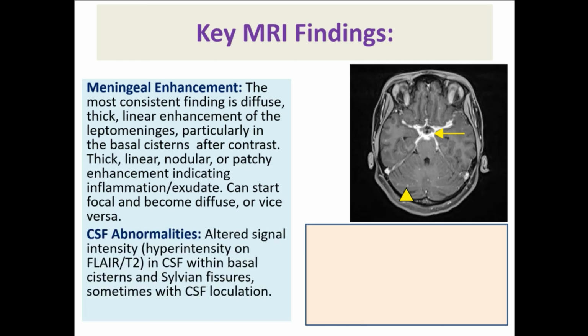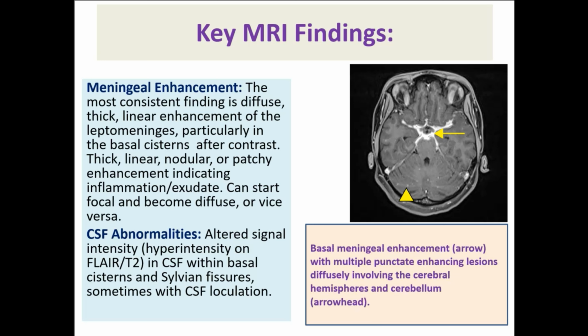CSF abnormalities: altered signal intensity, hyperintensity on FLAIR and T2 in CSF within basal cisterns and sylvian fissures, sometimes with CSF loculation. Basal meningeal enhancement, arrow, with multiple punctate enhancing lesions diffusely involving the cerebral hemispheres and cerebellum, arrowhead.